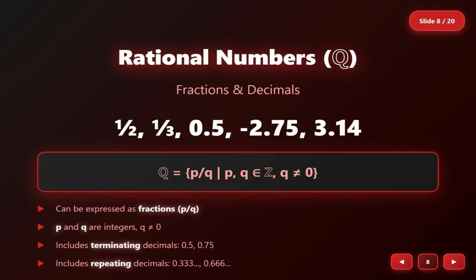Rational numbers include fractions like 1 by 2, 1 by 4, 1 by 3, 2 by 3, and so on. Terminating decimals like 0.5, 0.75, 2.8. Repeating decimals like 0.3333, which goes on forever. The key word is rational because they can be expressed as a ratio.